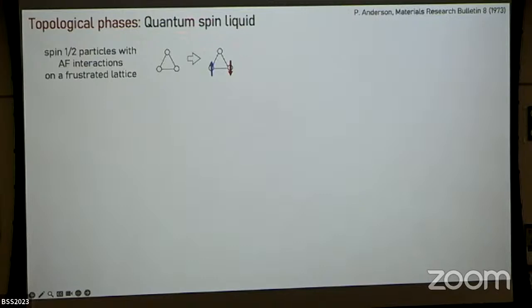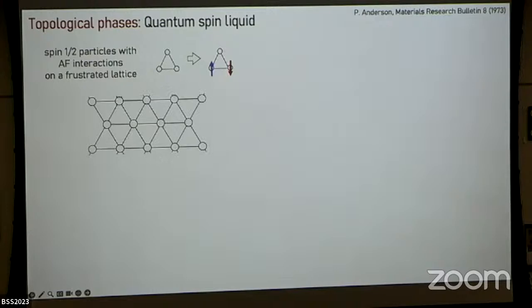So this is a phase that was proposed by Anderson in the 70s. And what he was looking at was spin 1/2 particles with antiferromagnetic interactions again. So they want to be anti-aligned on a frustrated lattice like the triangular lattice, for example. So having frustration means you want neighboring spins to be anti-parallel. But if you choose the orientation of two of these spins, you see that you don't know what to do with the third, because in either case, it will be parallel with one of its neighbors.